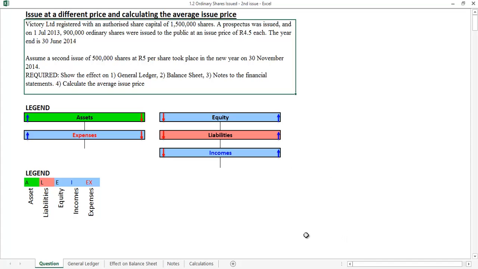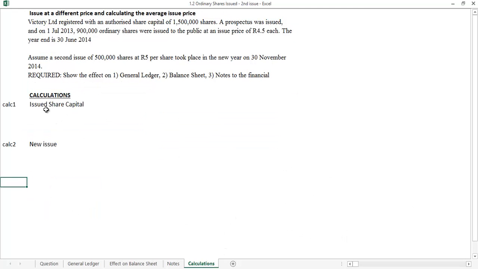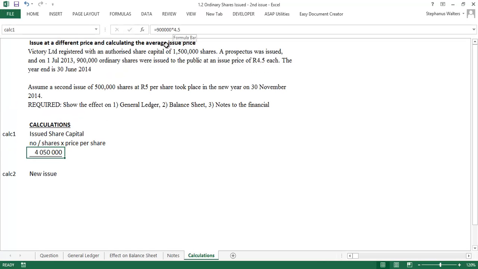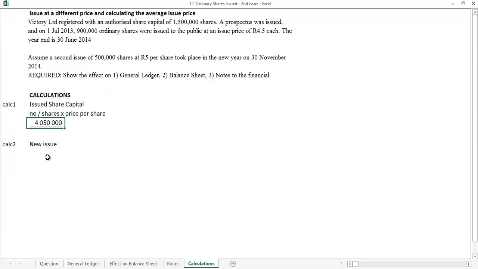All right, so let's quickly do our calculation here and let's calculate the amount of the issued share capital. Well, we have already got the original issue, which is still the same, the number of shares times the price per share, which we had as 900,000 times 4.50, giving us the 4.05 million. And then if you don't know where we got that, let me quickly show you the formula bar. There you go, 900,000 times 4.5. And then the new issue is 500,000 shares at 5 Rand per share. So we're simply going to take again the number of shares times the price per share, and that's going to give us 2.5 million. There we go.